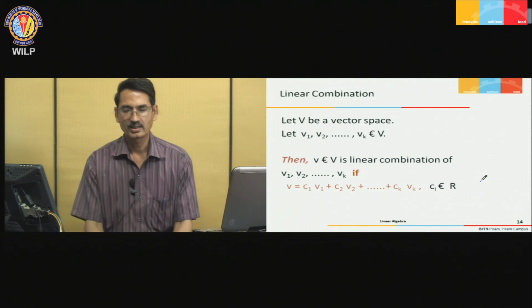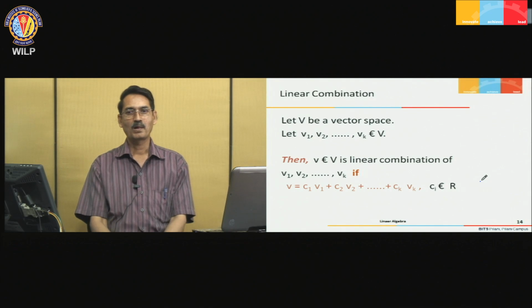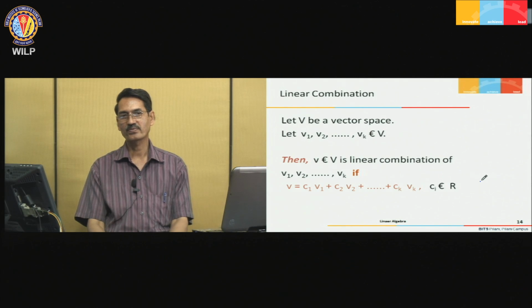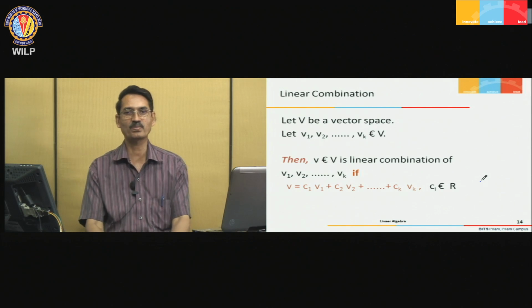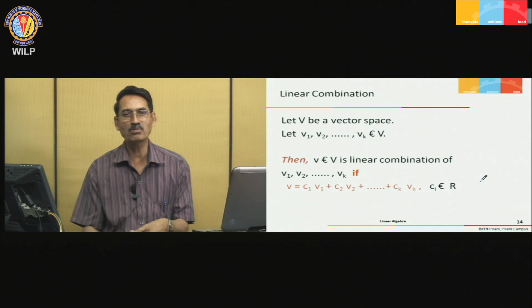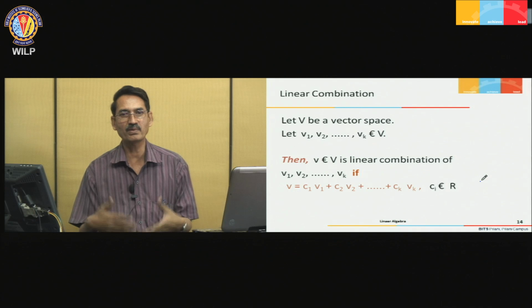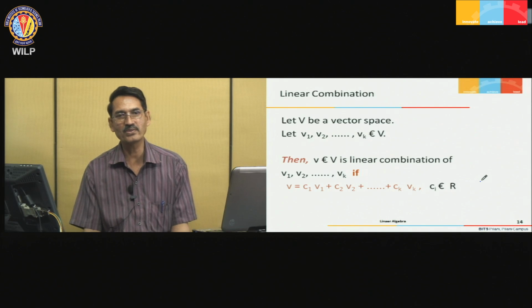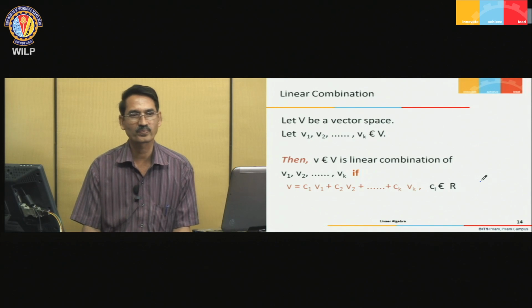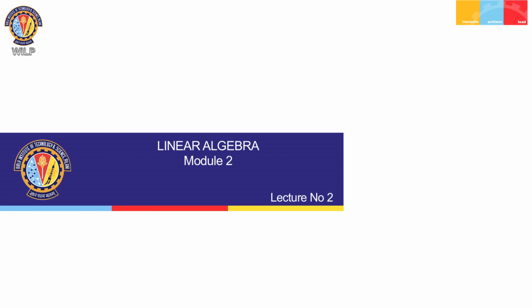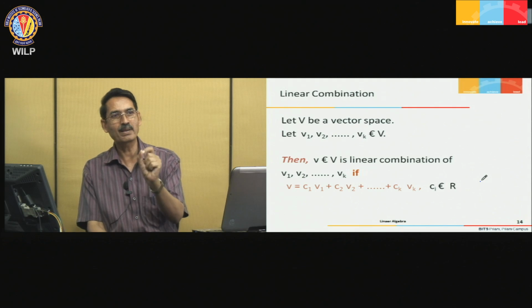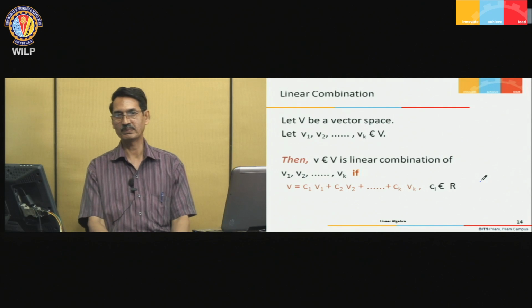Okay friends, in the last lecture we have seen what is the meaning of a vector space and what is the meaning of a subspace, and how to decide whether a given subset of a vector space is a subspace or is not a subspace. In the next part, our aim is just to define what is the dimension of a vector space.